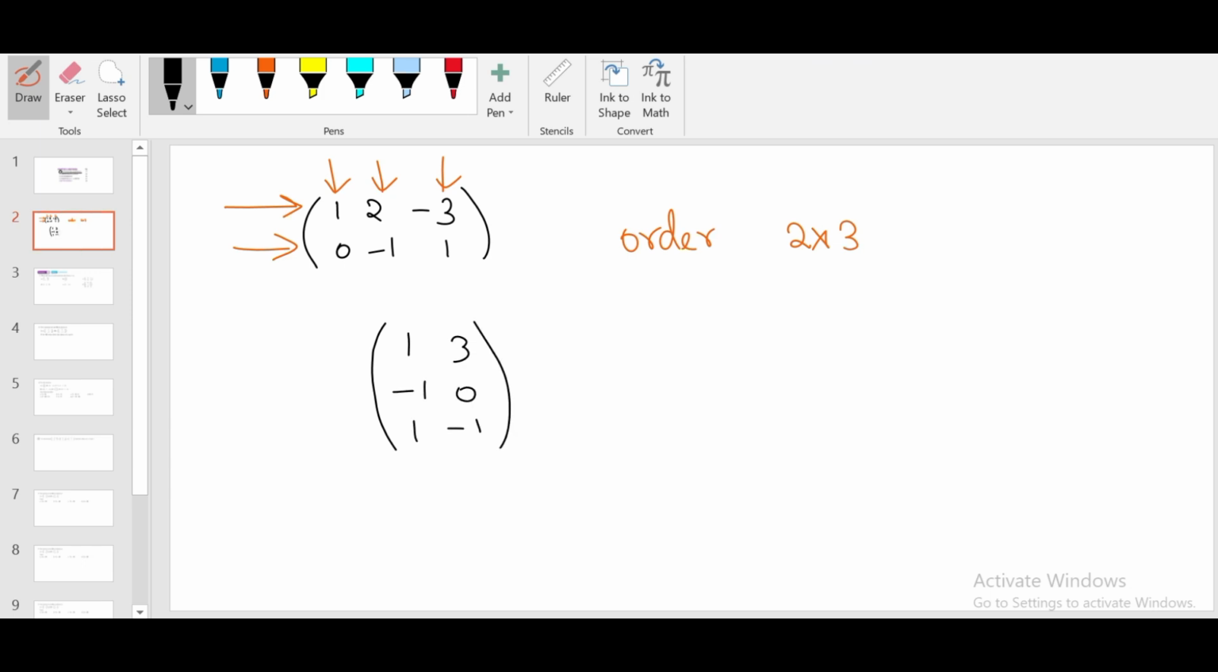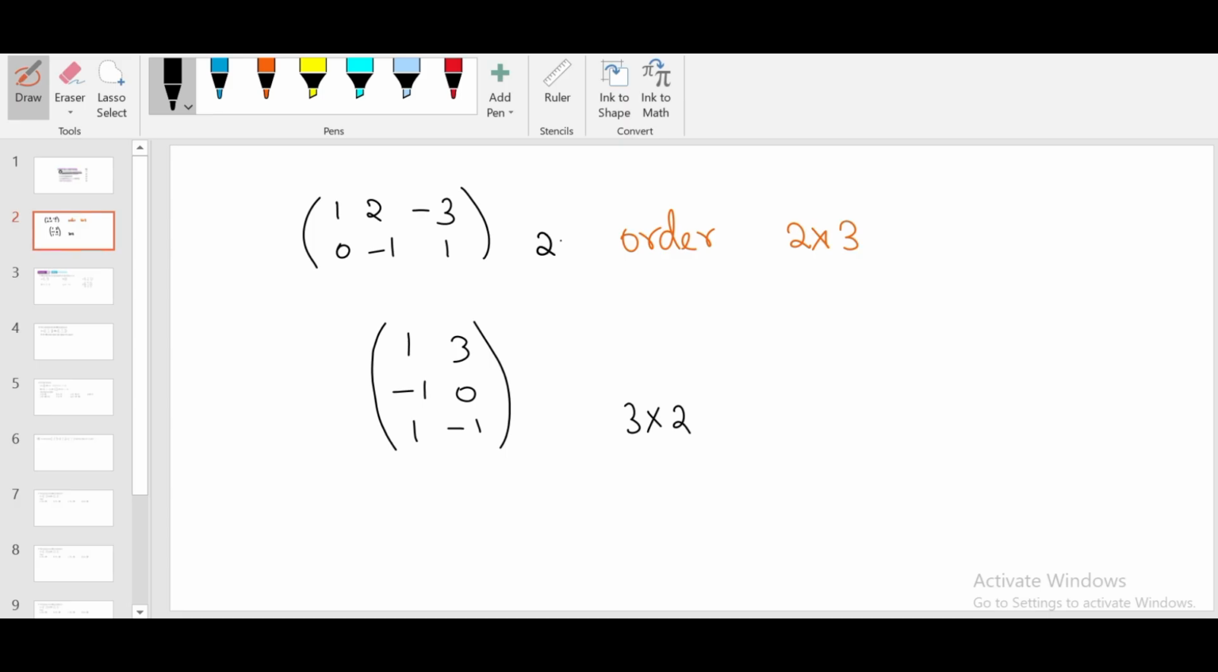This is a 3 by 2 matrix. So you need to write the number of rows first, times the number of columns. That's how we write the order of a matrix. Take note of it quickly.